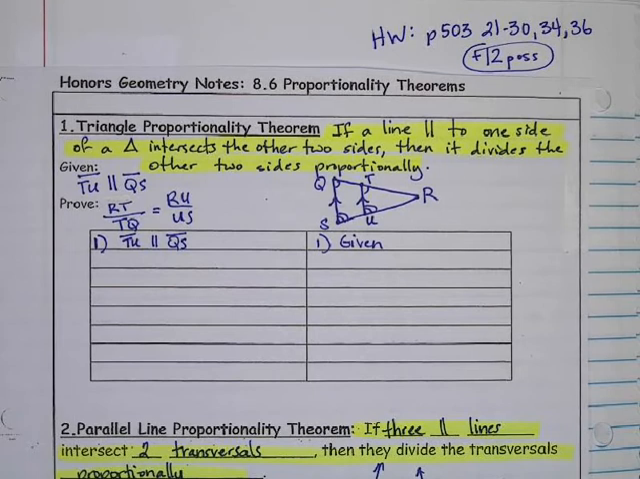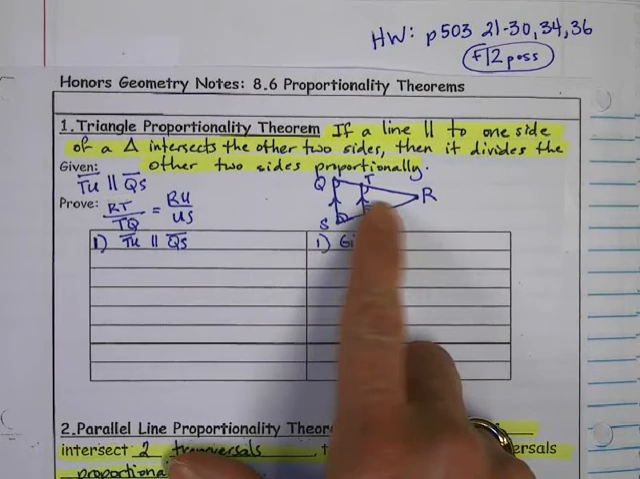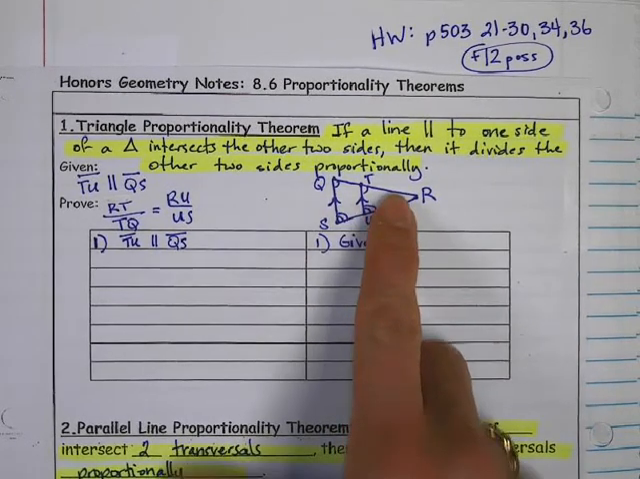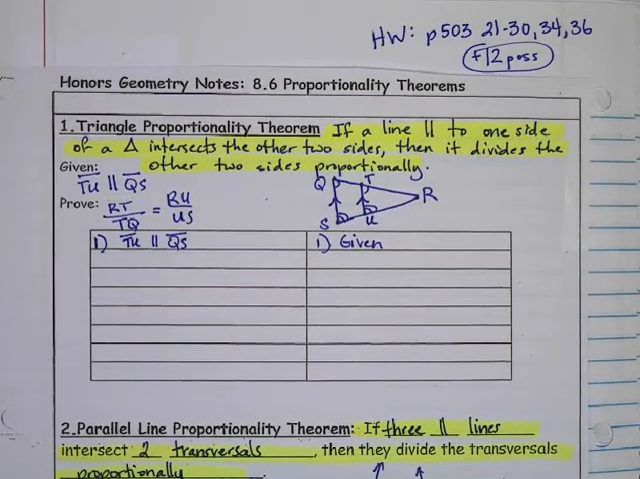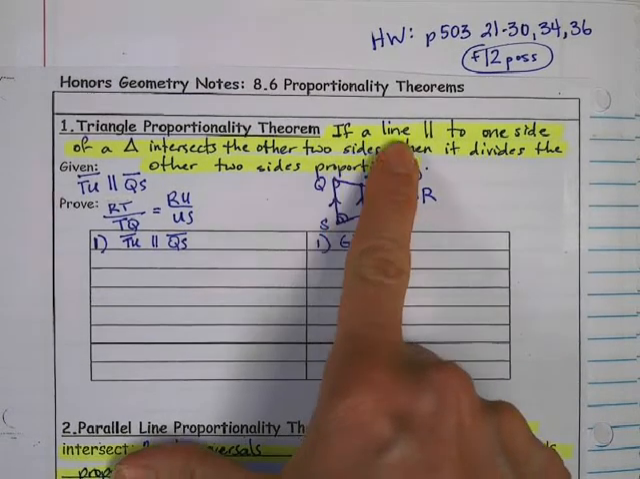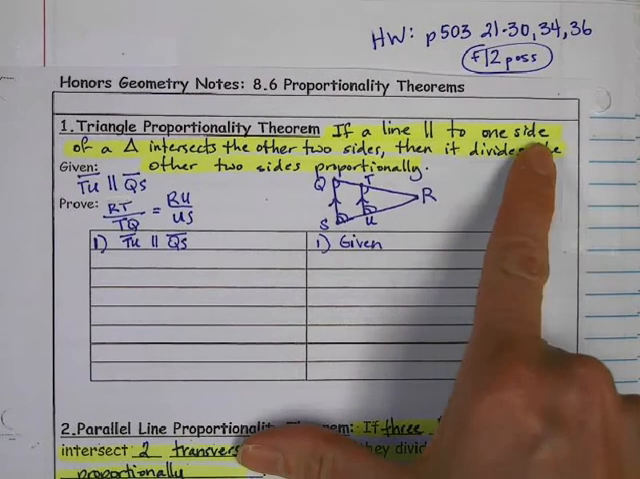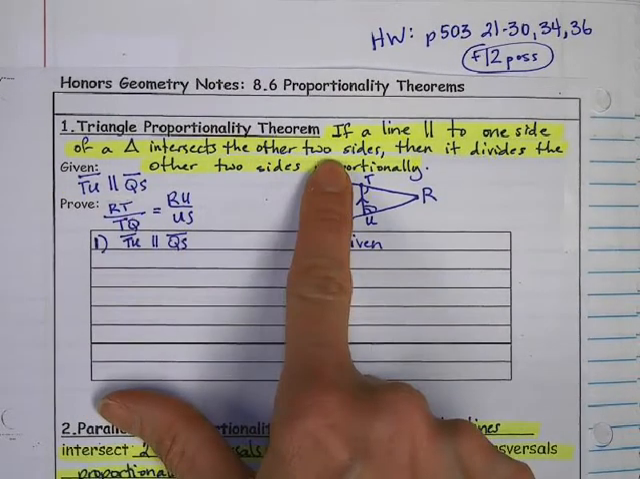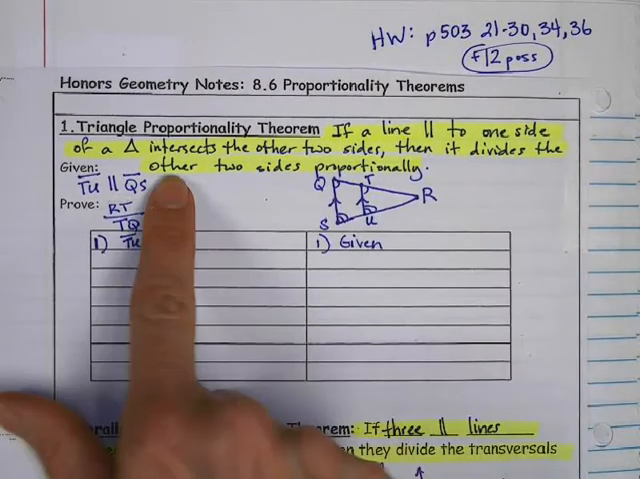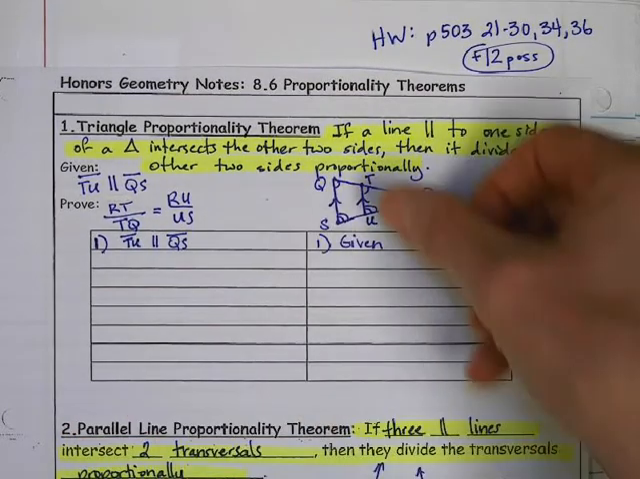Alright, hopefully you have that all done and all written there. This is called the triangle proportionality theorem. And what that means is a lot of words for basically just nested triangles. Alright, and what's super cool when you have nested triangles? It says that if a line parallel to one side of a triangle intersects the other two sides, then it divides the other two sides proportionally.